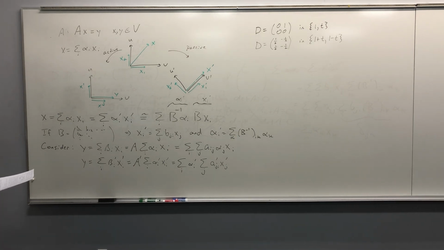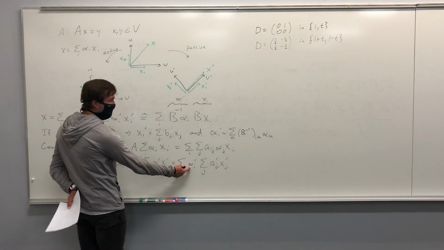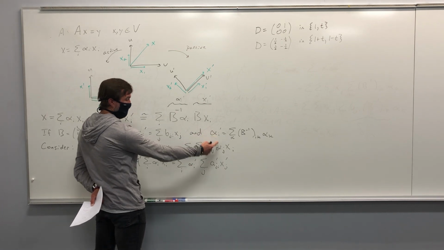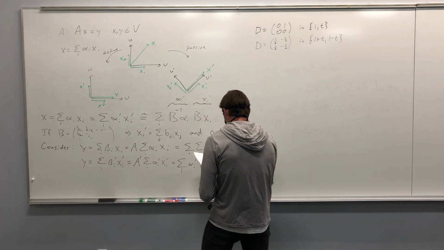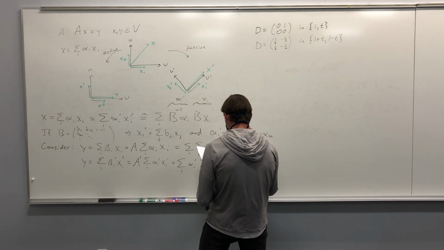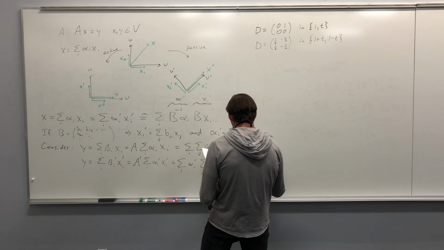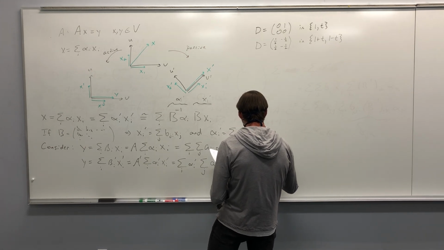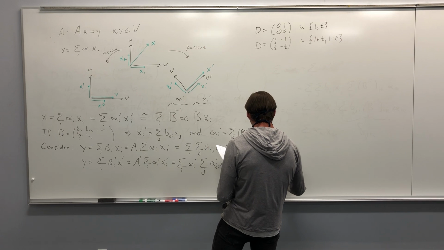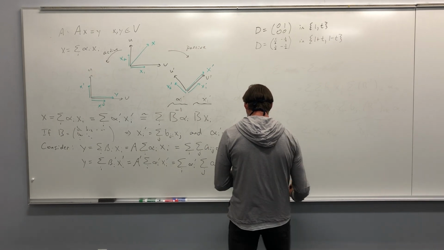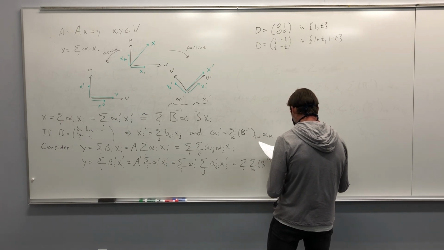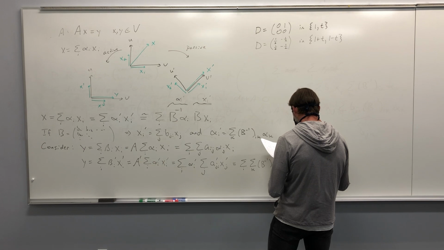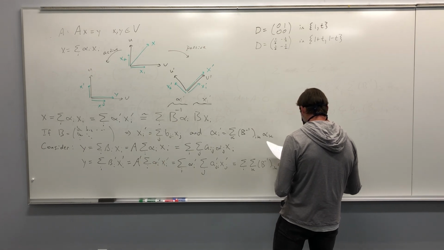You ready? You sure you're ready? Get ready. Here we go. Okay, we know how these change. We know how this changes. Let's put it in. So what we get is sum over i, sum over k, b inverse_ik alpha_k, sum over j. Remember when I told you this was going to be index gymnastics? That's what it feels like.